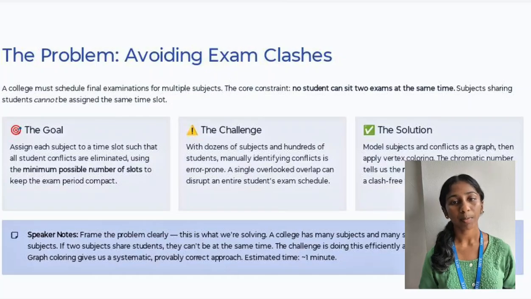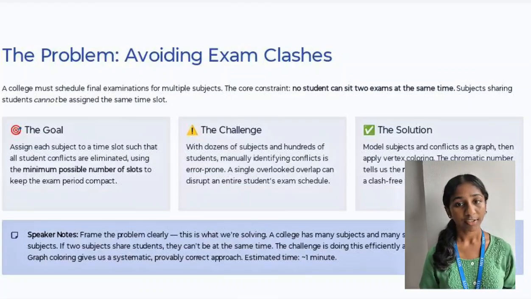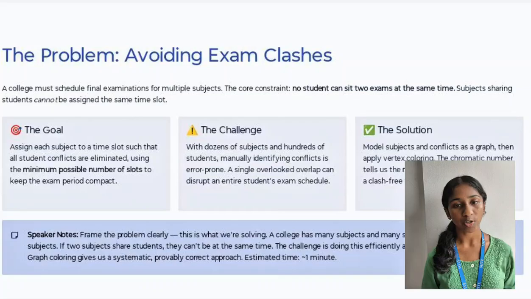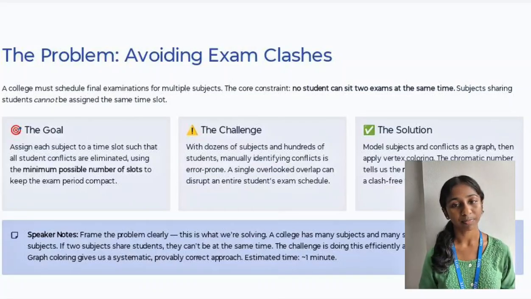Our aim is to create an exam timetable without any student conflicts while using the minimum number of time slots. The challenge is that many subjects share students, making manual scheduling difficult and error prone. To solve this, we model subjects and conflicts as a graph and apply vertex coloring. Different colors represent different time slots, ensuring a clash-free timetable.